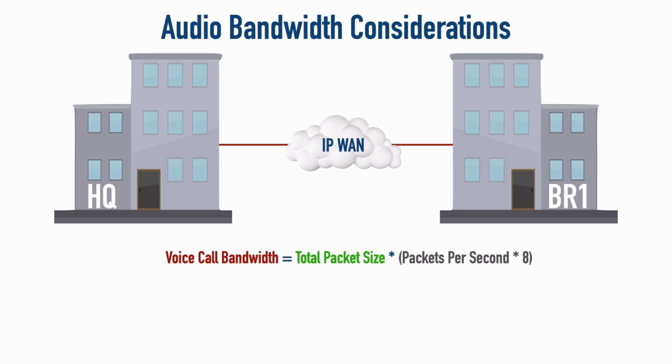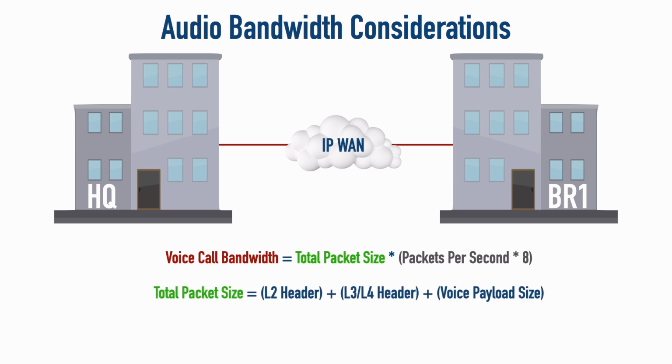Now, how do we find the total packet size? Well, here's the formula for that. The total packet size, the name implies it's more than just the voice payload itself. We've got some header information to account for. We've got to add on the layer 2 header and the layer 3, layer 4 header. We typically combine those in the calculation. We add those headers on to the payload size.